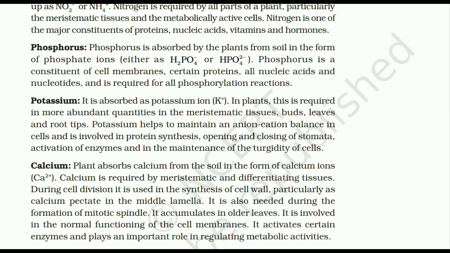In plants, this is required in more abundant quantities in meristematic tissues, buds, leaves, and root tips. Potassium helps to maintain an anion-cation balance in cells and is involved in protein synthesis, opening and closing of stomata, activation of enzymes, and the maintenance of the turgidity of cells.